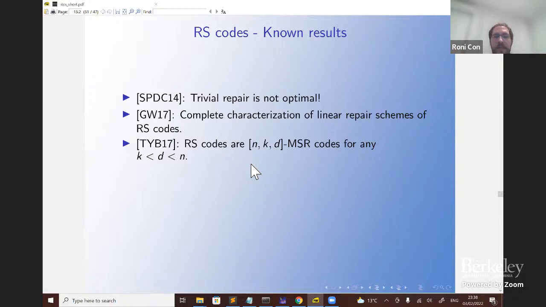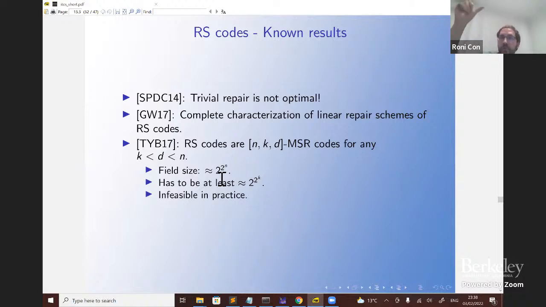But the thing is that the construction of Tamo and Barg requires a field size of 2 to the 2 to the n. And there is an almost matching lower bound, which says that the field size has to be 2 to the 2 to the k. And this is clearly infeasible in practice, right? We don't work with such large fields. So the main goal is to reduce the alphabet size.